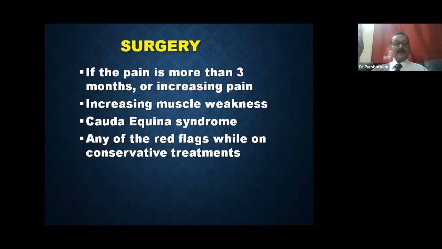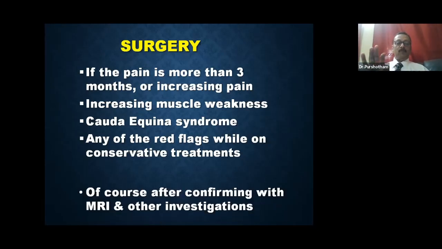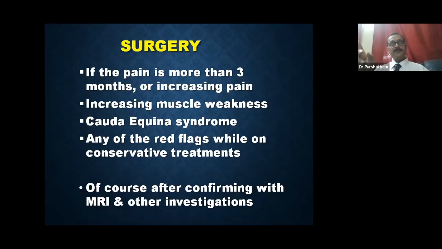So surgery is only indicated if the pain is more than 3 months, or if it is increasing in nature, if the muscle weakness is also increasing, if there is cauda equina syndrome, or any of the red flags I mentioned previously. So then only. Briefly, in one slide, can you do surgery without MRI? You cannot, because without knowing the inside story of the spine and the spinal canal, you cannot undertake surgery. Definitely, MRI is done. Spine surgery is not a small job. It is a big surgery.